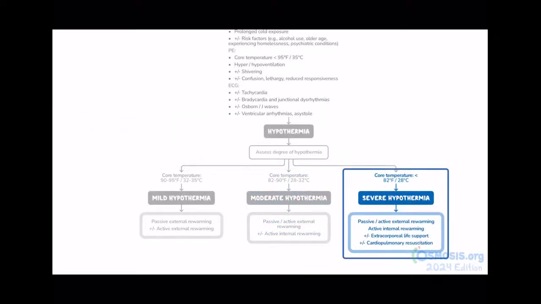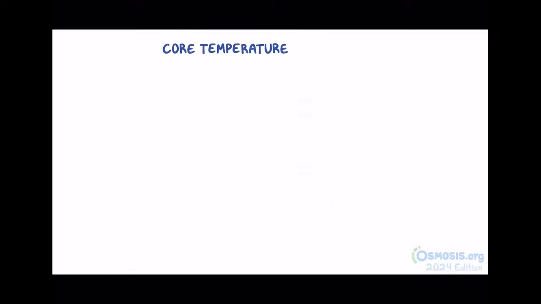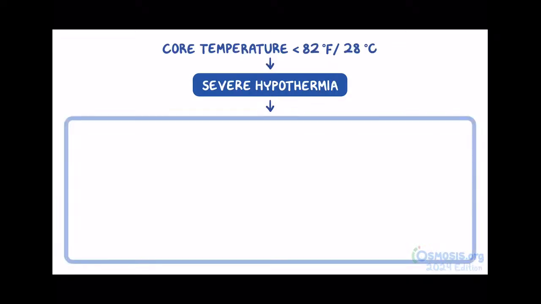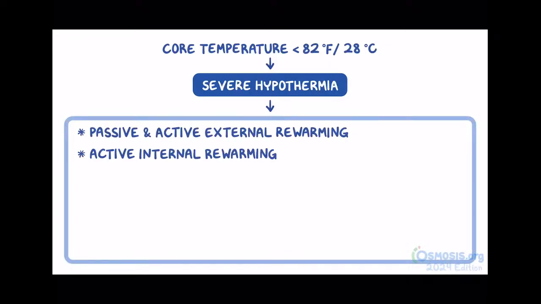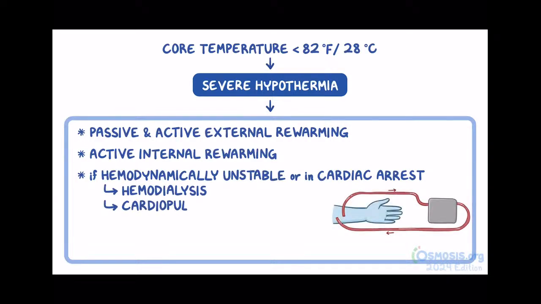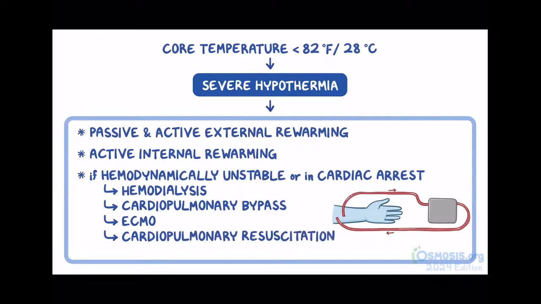Now let's go back one last time. If your patient's core temperature is below 82 degrees Fahrenheit or 28 degrees Celsius, you're dealing with severe hypothermia. Your next step is to quickly initiate comprehensive rewarming, which includes passive and active external rewarming, as well as active internal rewarming. In addition, if your patient is hemodynamically unstable or in cardiac arrest, you should consider extracorporeal rewarming, which may include hemodialysis, cardiopulmonary bypass, and extracorporeal membrane oxygenation, or ECMO, as well as cardiopulmonary resuscitation.